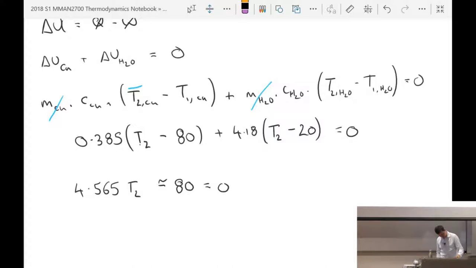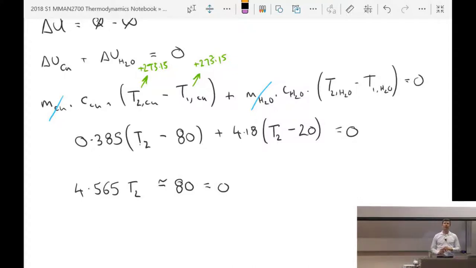Let's use a different color. Let's use green. All right. If this was in Kelvin, we would add 273.15. If this was in Kelvin, we would add 273.15. And when we subtract the two numbers, we would get the same delta T.